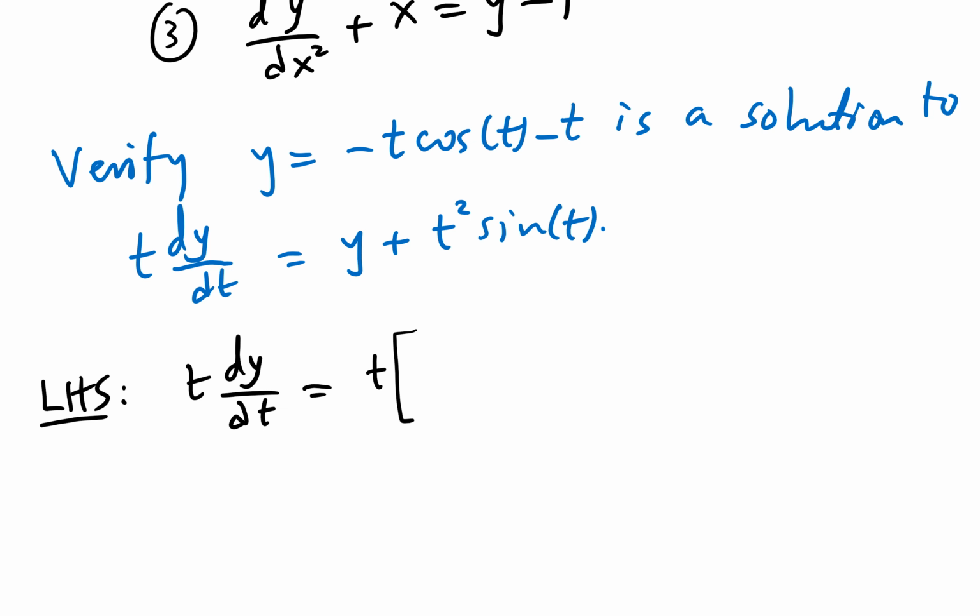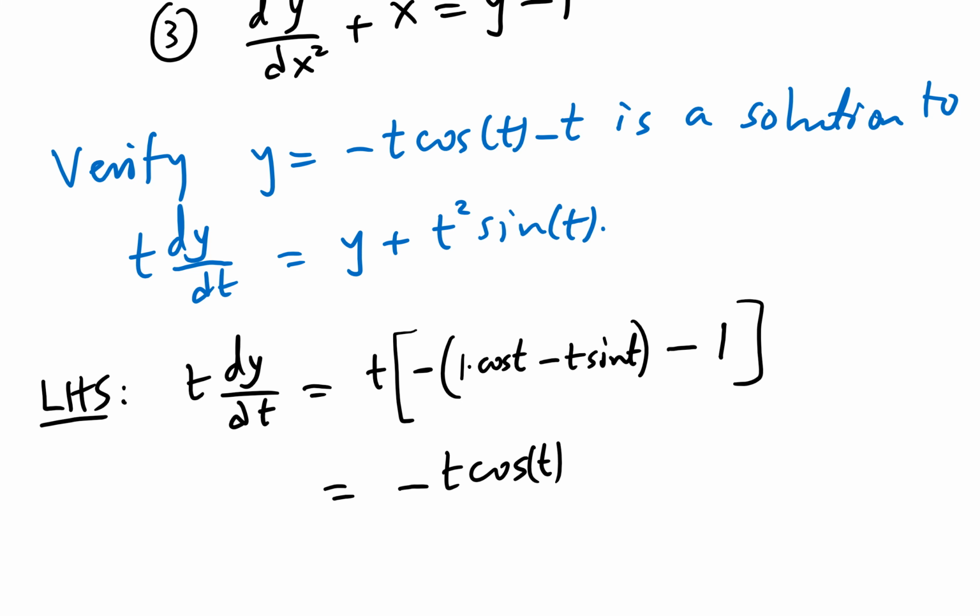dy is the derivative of that function that is given. And to do so, we can find the derivative of the first one using product rule. So derivative of t is 1 times cosine t. And then t stays the same. Derivative of cosine is negative sine. Minus derivative of that other t is 1. So that gives me negative, if you distribute the t in, t cosine t plus t squared sine t minus t. So that's the left-hand side of the equation.